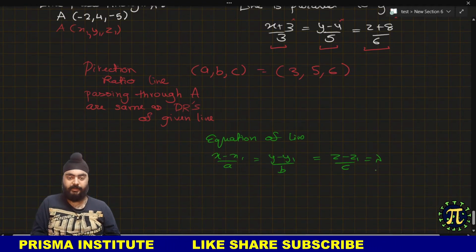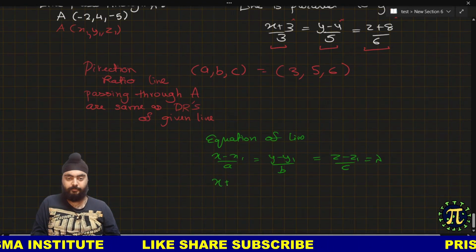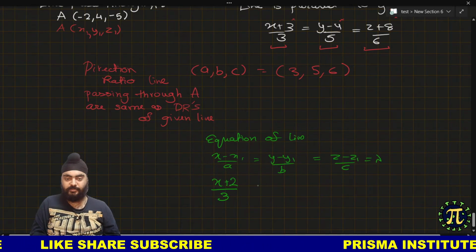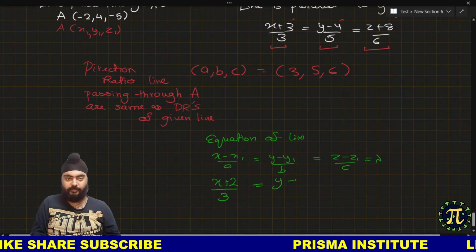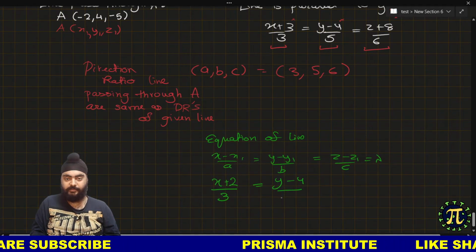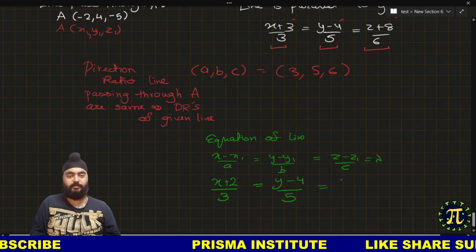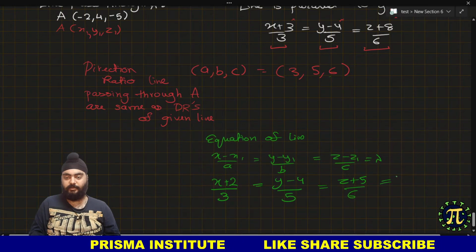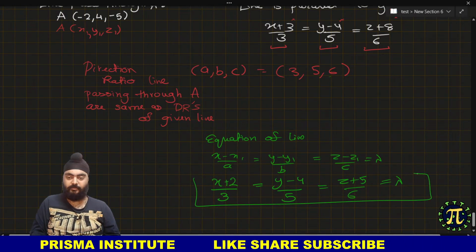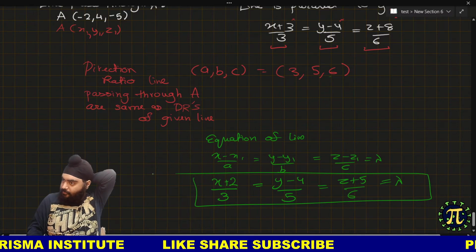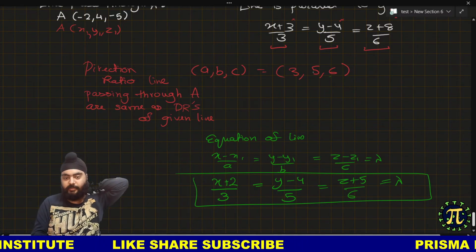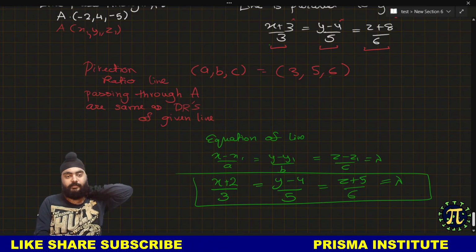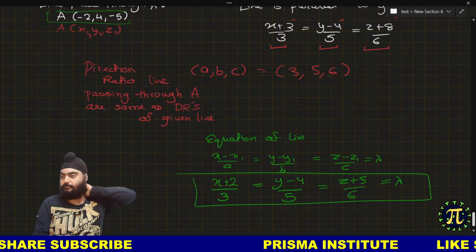So x − x1, which is 2, so minus 2 becomes plus 2, divided by a, which is 3; y − 4 divided by b, which is 5; and z + 5 divided by c, which is 6, equals lambda. So this is the Cartesian form, and we have already found the answer. If you compare the two lines carefully, the bottom numbers are the same, 3, 5 and 6. On top we just put the given point. So it is as simple as that.